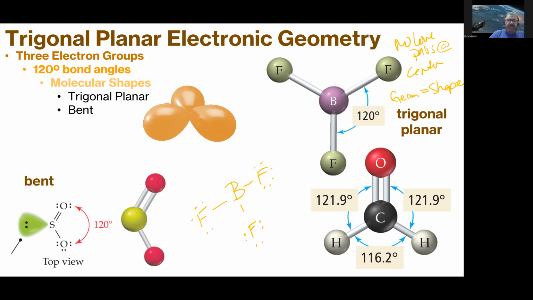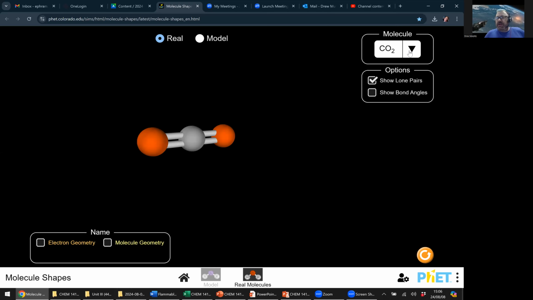Here's a good example, SO2. SO2 is bent, and it's bent because we have this lone pair on the sulfur that's sticking out. We still have 3 electron groups, because we have a double bond, a single bond and a lone pair. Let's grab our model and see what this looks like. I think SO2 is even in here. Yeah, SO2 is in here.